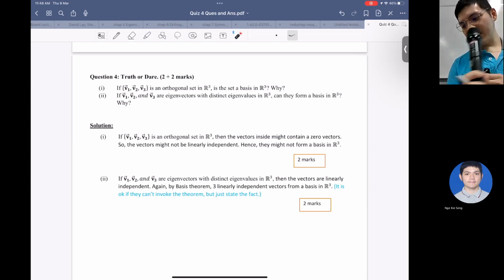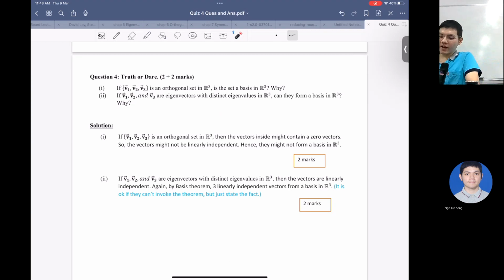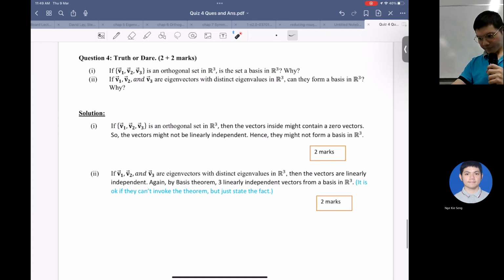So I asked whether, first, if V1, V2, V3 is an orthogonal set, is the set a basis? Can the orthogonal set of 3 vectors in R3 form a basis? Second, if you have 3 eigenvectors with distinct eigenvalues, can they form a basis? And then I ask why. I don't ask you to prove it, I just ask you to state why. If this is a math class, then I will ask you to prove it. Since this is not a math class, just the reason is enough. Even if you don't state the theorem, it's fine. If you just know what is going on, that also works.